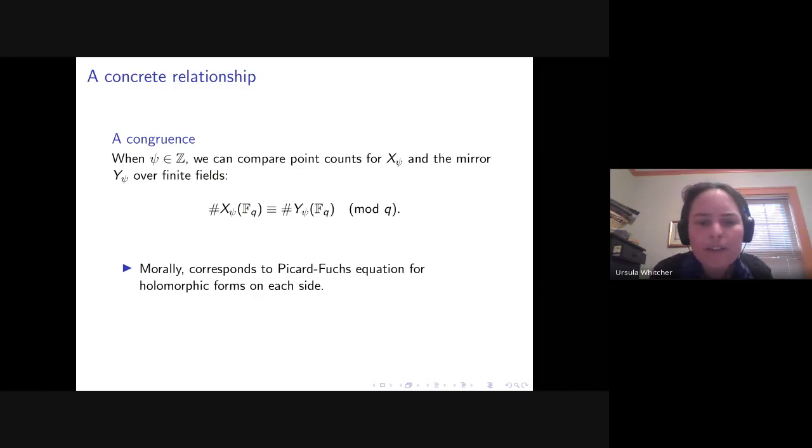So morally, this is telling us something about the Picard-Fuchs equation. Again, for the holomorphic form, it's telling us that we have this factor in common that comes from the Picard-Fuchs equation, and therefore that we have a relationship of unit roots.